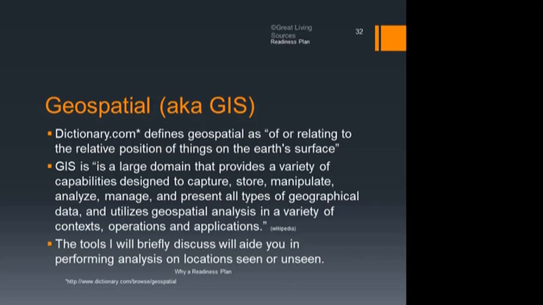Okay, we're back. So now we're going to define what geospatial is. It's also known as GIS. But basically, dictionary.com defines geospatial as of or relating to the relative position of things on the Earth's surface. So basically what that means is we live on a globe, and the GIS programs basically flatten it out. That's what a map is. It's a geographical representation of the 3D world in which we live.